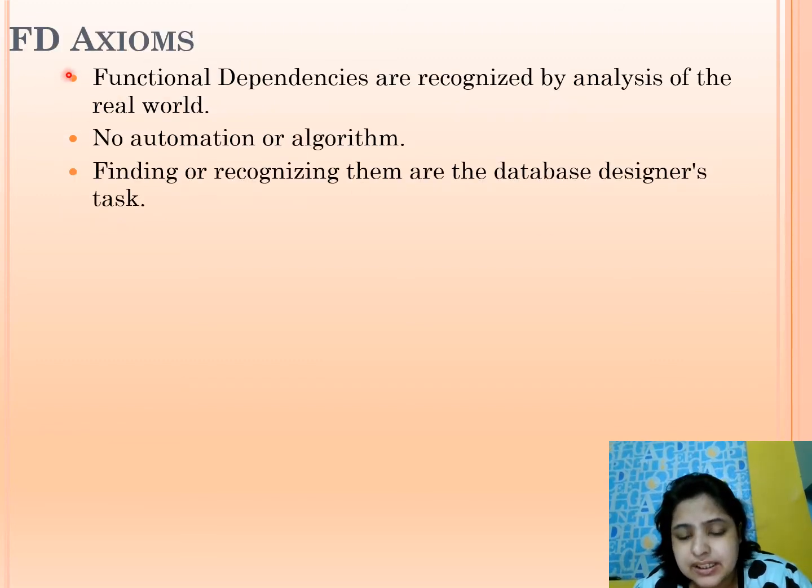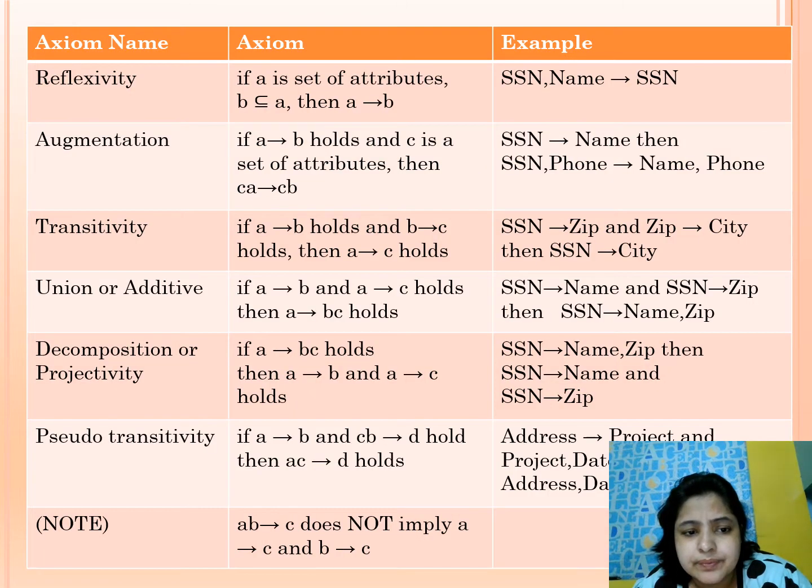There are functional dependency axioms. Functional dependencies are recognized by analysis of the real world. There is no automation or algorithm. Finding or recognizing them is the database designer's task. These are the various axioms: reflexivity, augmentation, transitivity, union, decomposition or projectivity, pseudo-transitivity, and so on. Right? These are a few axioms.